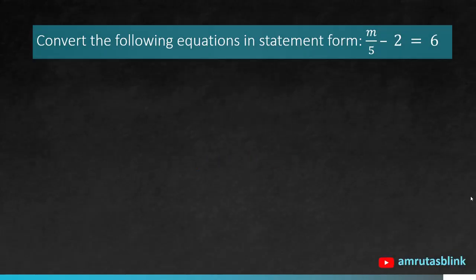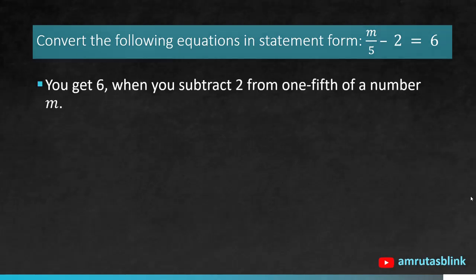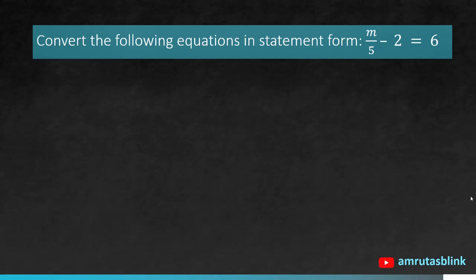Example 8. Convert the following equation in statement form. m by 5 minus 2 is equal to 6. In order to get 6 as an answer, you need to subtract 2. But you need to subtract 2 from which number? You need to subtract 2 from 1/5 of that particular number m. So you get 6 when you subtract 2 from 1/5 of a number m. m by 5 minus 2 is equal to 6.